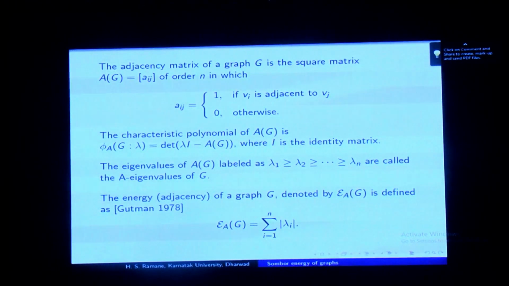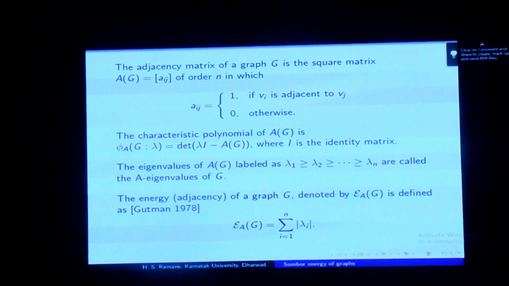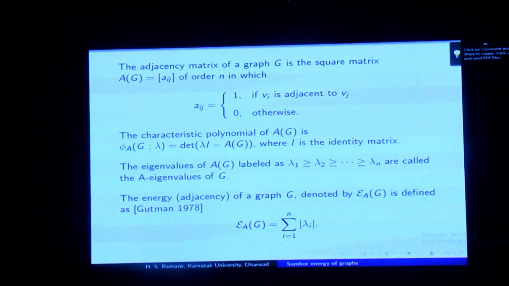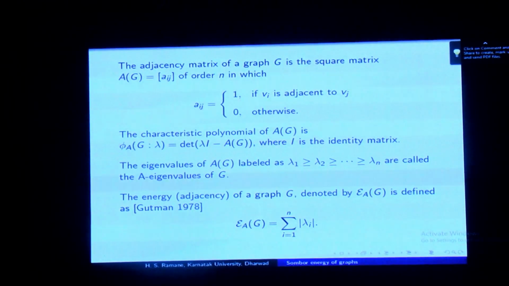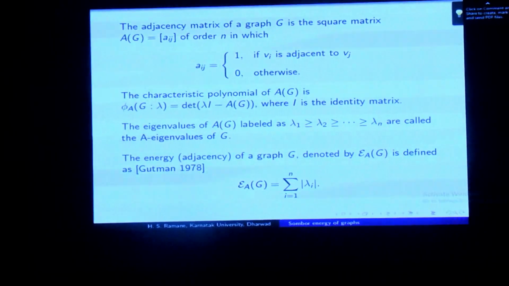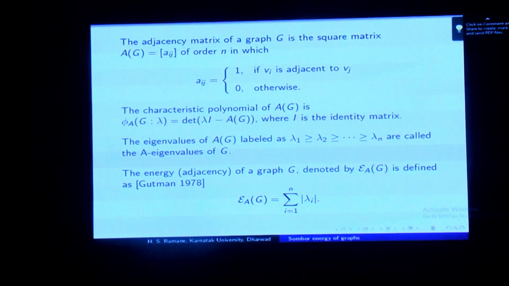Now in the molecule, as I told, the molecule is converted into a graph and then the graph into this matrix. The eigenvalues are nothing but the energy levels of a molecule. When an electron transfers from one orbit to another orbit, it generates energy.